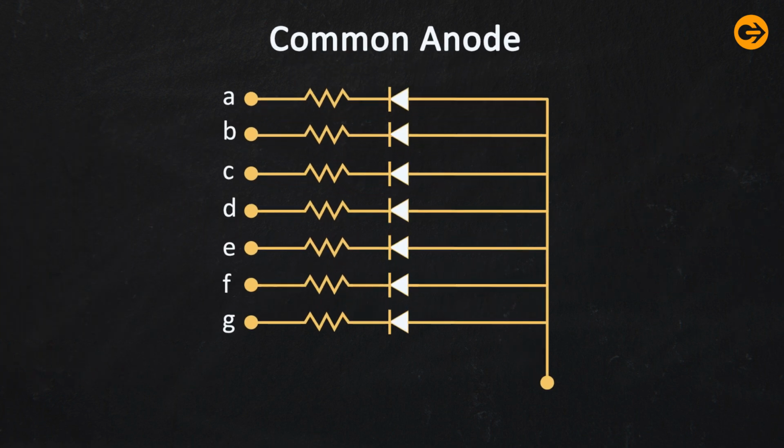Common anode. In common anode, all the anodes of 7 segment LEDs are connected to plus VCC, and when low signals are applied to the individual anodes, the LEDs display in form of digits. In common anode, we need to supply logic 0 to illuminate the LEDs.